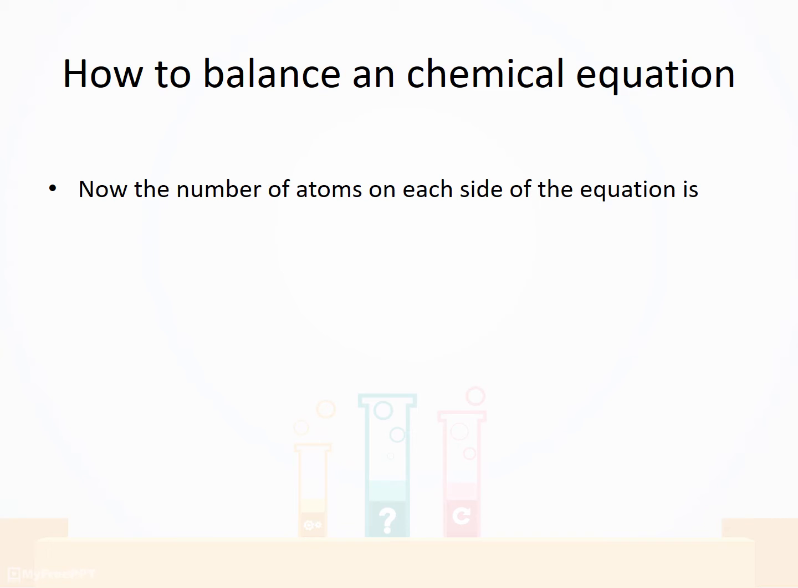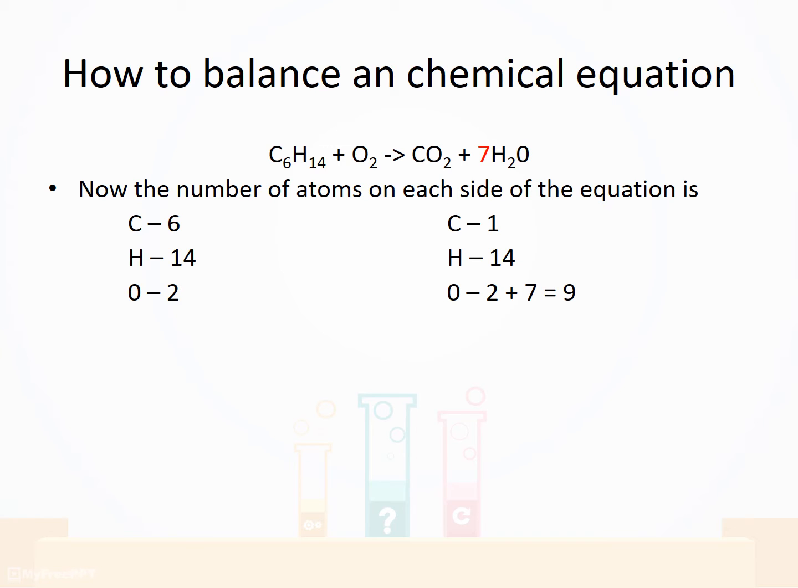So let's have a look at our equation. We've now got this equation with the 7 waters. So let's look at the numbers of atoms on each side of the equation. We've still got a problem with carbon, so we'll deal with that in a minute. Our hydrogens now are equaling each other, so they're balanced. But our oxygens are still a problem because there's 2 on the left, and with the change in water, there's now 2 for carbon dioxide and 7 for water. That makes 9. So we're still not balanced. So we have to do some more work.